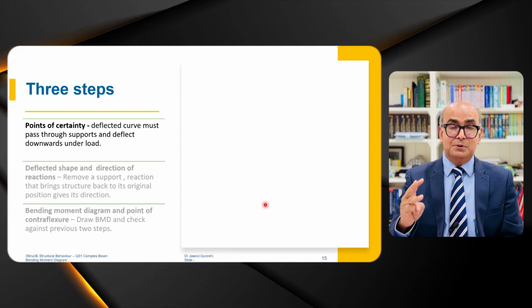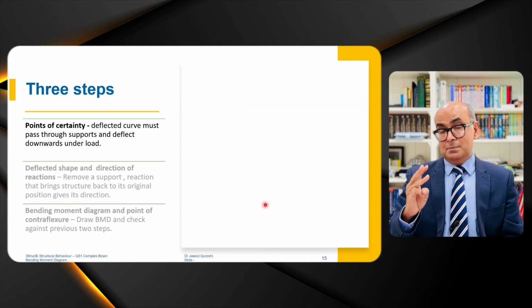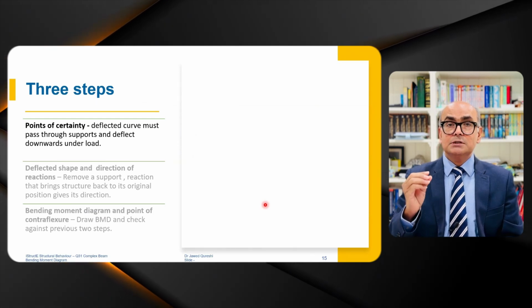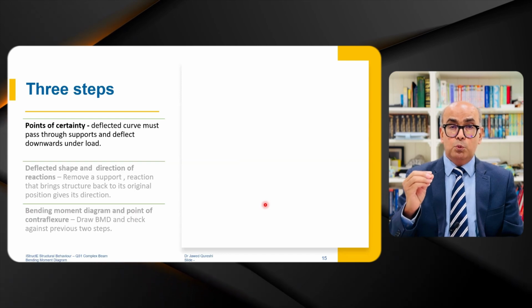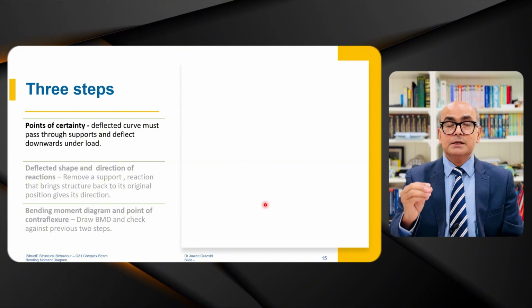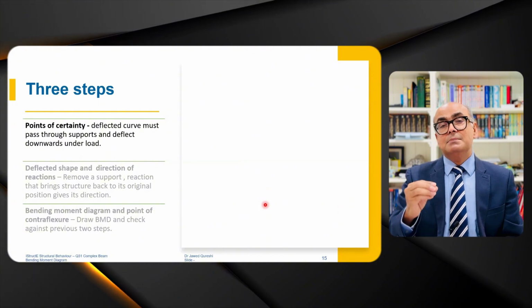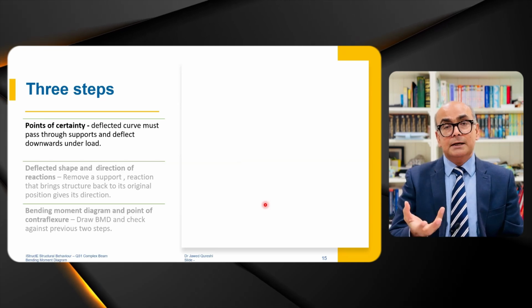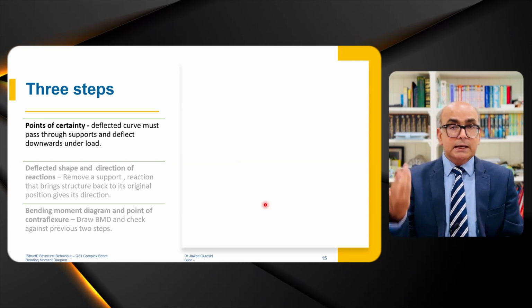These are the 3 steps that I was talking about, that you can use to plot not only the bending moment diagram, but find out the deflected shape and the direction of arrows. Once you have the direction of arrows, then you can literally find out any member forces. You can find out shear force as well. You can find out bending moment. You can find out axial forces.